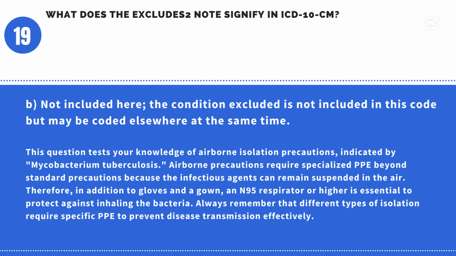Answer: B. Not included here. The condition excluded is not included in this code but may be coded elsewhere at the same time. The Excludes 2 note indicates that the condition listed is not included within the code's definition, but it is permissible to code both the code from that section and the excluded condition if both are present. Think of Excludes 2 as can be coded with. For example, a code for one type of skin rash might have an Excludes 2 note for another type of rash, meaning the patient could have both simultaneously and you would code each one separately. It's less restrictive than an Excludes 1 note.